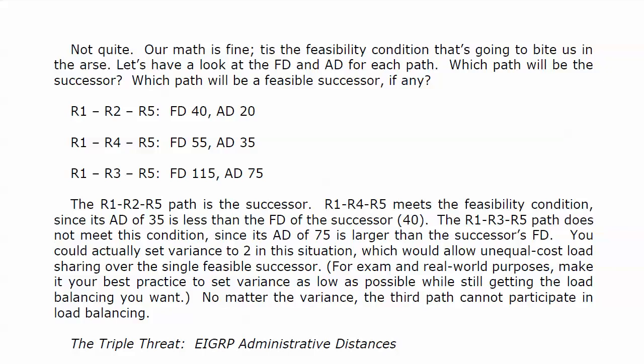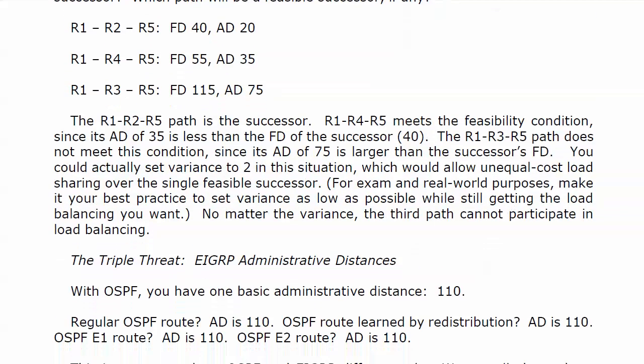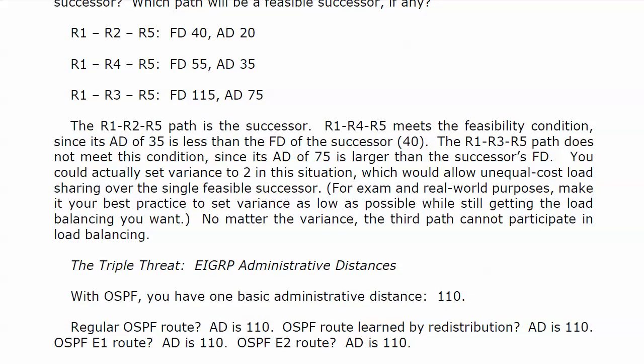I think that is enough FD and AD and RD there for a while. And what we're going to do in the next video is concentrate on our 3 EIGRP administrative distances. Because with OSPF, let's face it, you've got one basic admin distance, 110. You've got a regular OSPF route, AD is 110. Learned by redistribution, AD is 110. You've got an OSPF E1 route, AD is 110. OSPF E2 route, AD is 110.